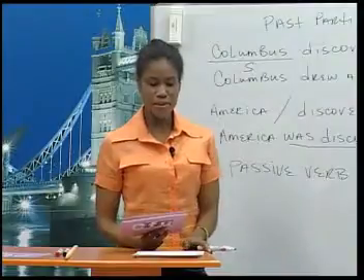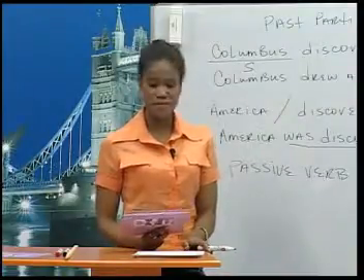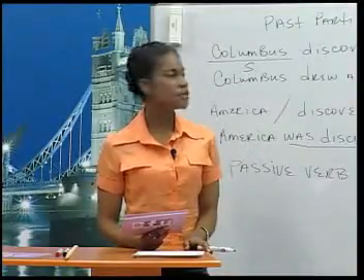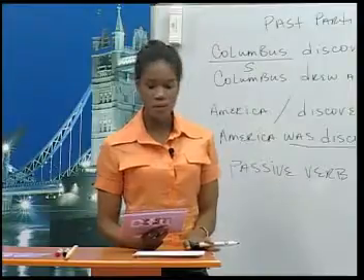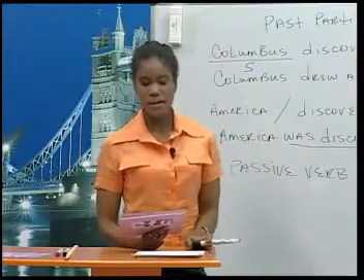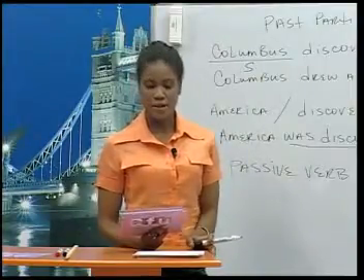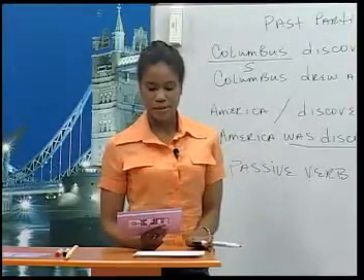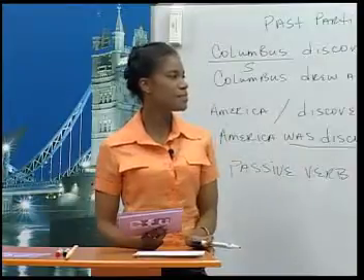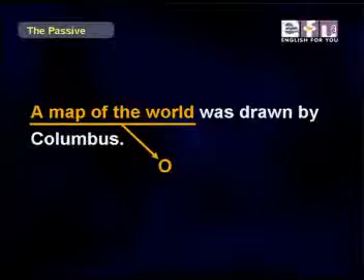Right, now let's try to say a passive sentence. Alberto, you start. A map of the world was. Very good. A map of the world was. That's the object, so we have to start with that. Can you complete the sentence, Alberto? A map of the world was drawn by Columbus.